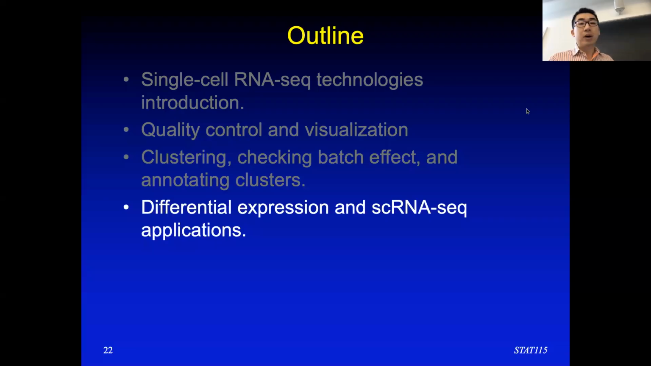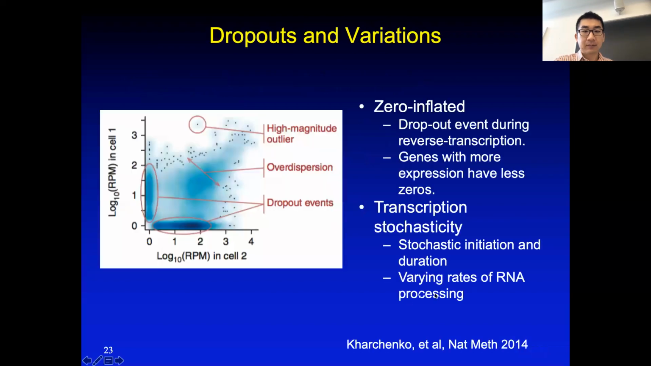So last, we will talk about how to perform the differential expression analysis for the single-cell RNA-seq data. As we have mentioned before, single-cell RNA-seq may have many dropouts for each cell, which are randomly distributed for different cells. If we plot the gene expression from two different cells, you can see that there are random dropouts, as labeled on these figures.